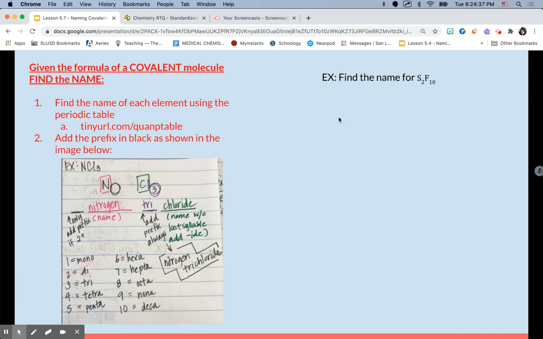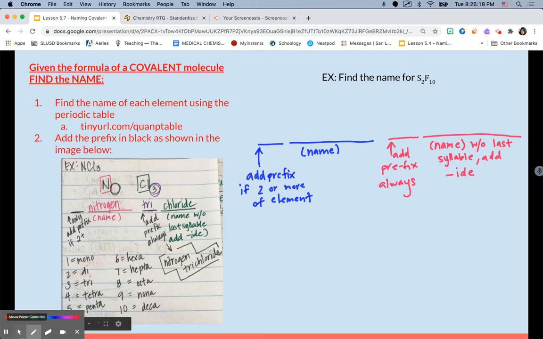So let's try another problem. Go ahead and pause the video and see if you can figure this one out. Find the name for S2F10. This is also a covalent molecule. Okay, I've added the notes to help me identify the name. So this is the order of where I'm going to input things.